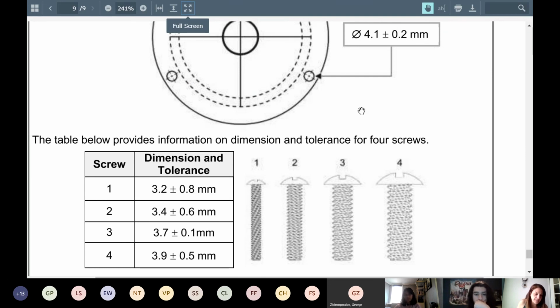So I'm going to give you a minute to figure out all 4 screws. I need you to do the same thing we did. Find the range of the size. I'm going to share the Smart Notebook with you.